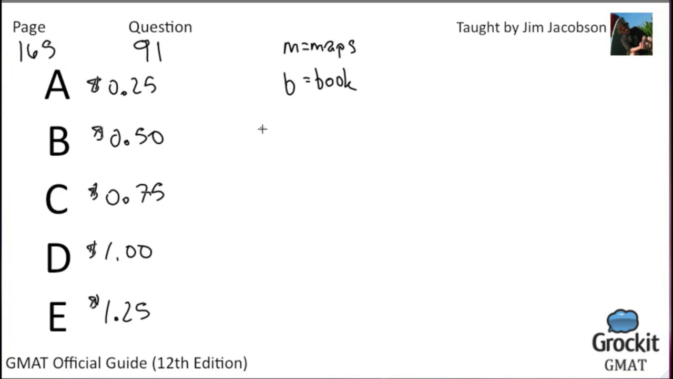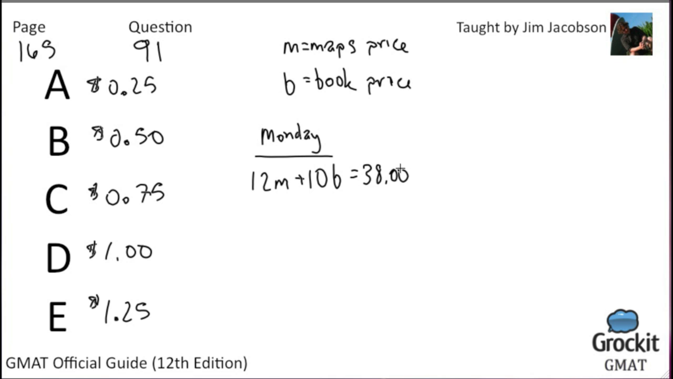So Monday, we'll do our Monday equation. The store sold 12 maps and 10 books for a total of $38. And both these variables, M is the map's price, and B is the book price. So 12 times whatever a map costs plus 10 times whatever a book costs equaled $38. Tuesday, we used the same price because the prices for books or maps didn't change. 20 times that map price plus 15 times the book price equaled $60.